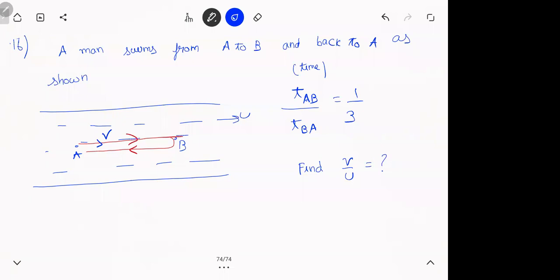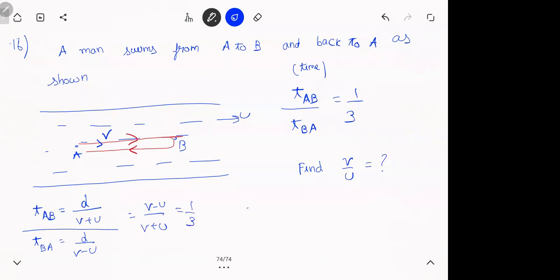Let's see. Now to go from A to B, you're going along the river. Let the distance be D, so the time is D by V plus U. When you're going from B to A, it is D by V minus U. Divide them. So what do you get? V minus U by V plus U is 1/3.